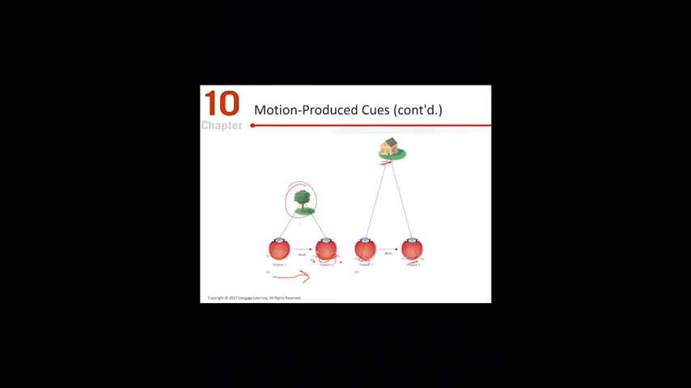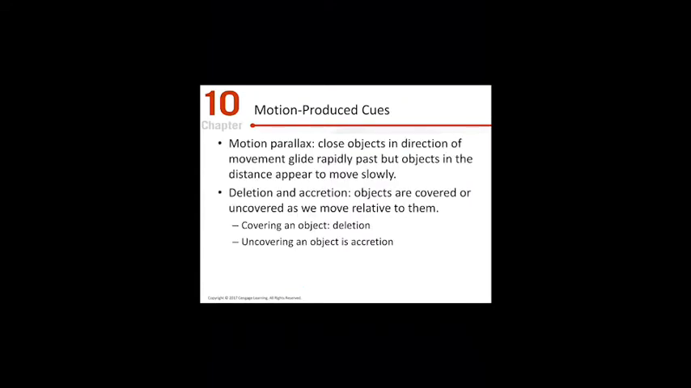So the image of the tree travels a larger distance across the retina than the house in the same amount of time. So it's going to appear that it's moving more rapidly. And this is going to change how we view that information, for example, if we are riding in the car or if we're moving across different objects.